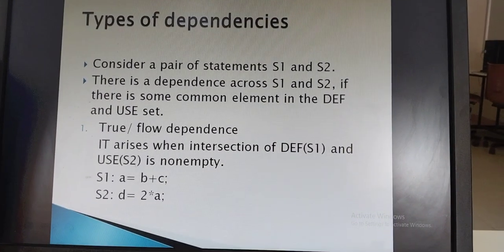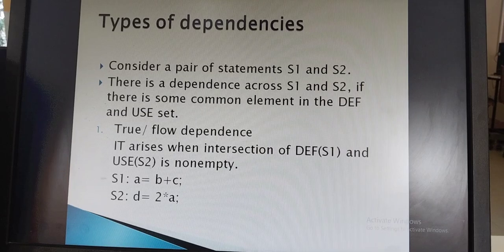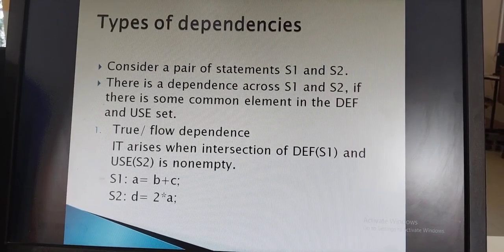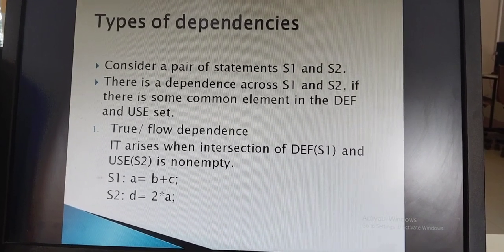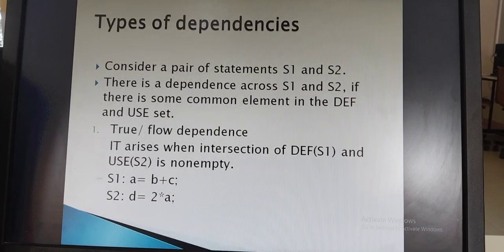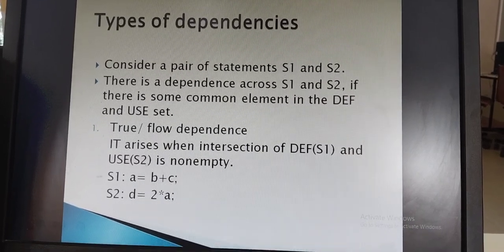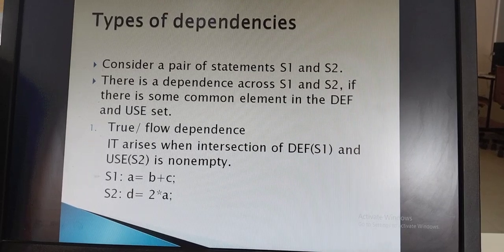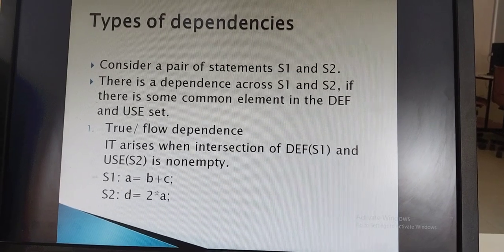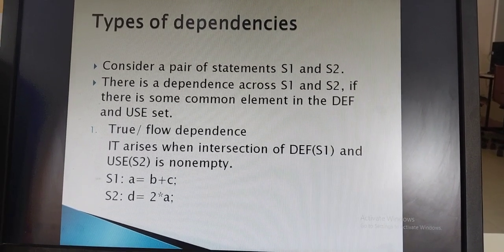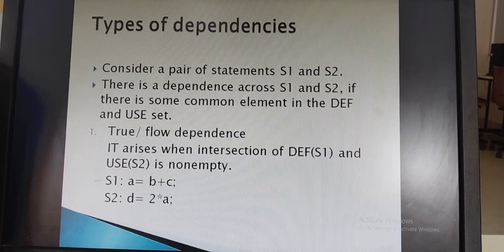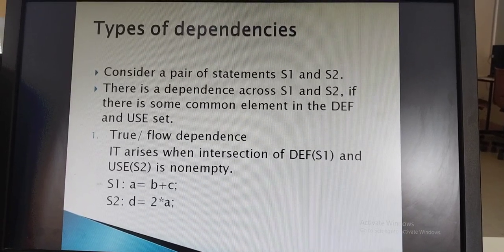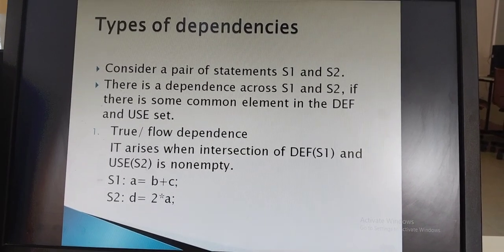Types of dependencies. Now, there are four types of dependencies. In these types of dependency, first we will consider the statements S1 and S2. There is a dependence across S1 and S2 if there is some common element in the define and use sets.